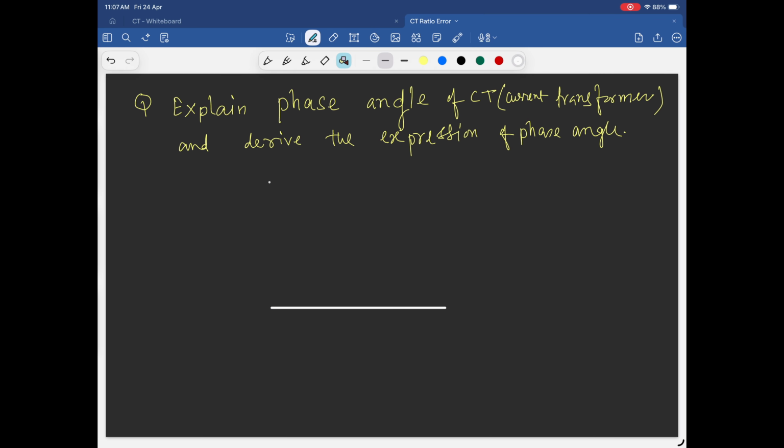Today I am going to explain the phase angle of the current transformer, that is the CT, and also derive the expression of phase angle theta.